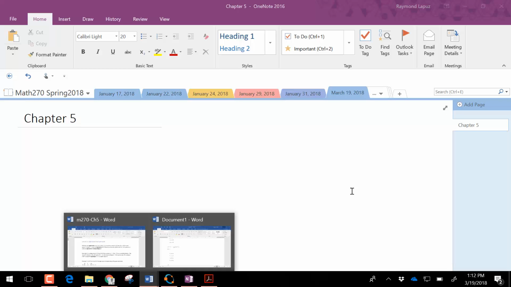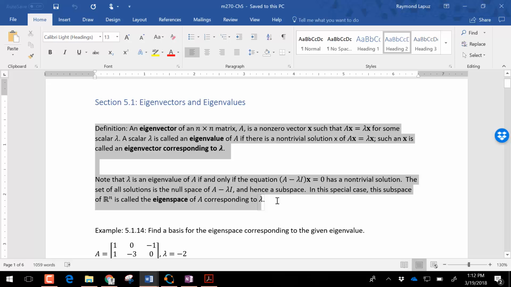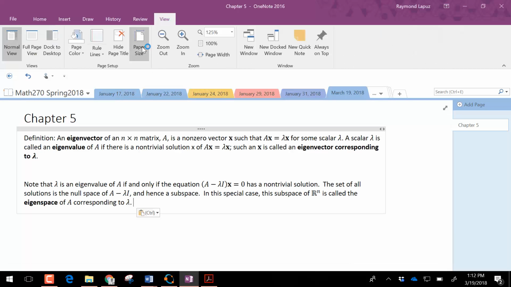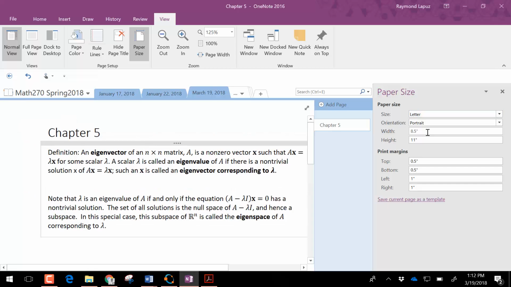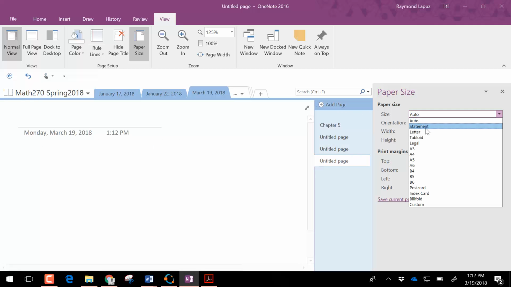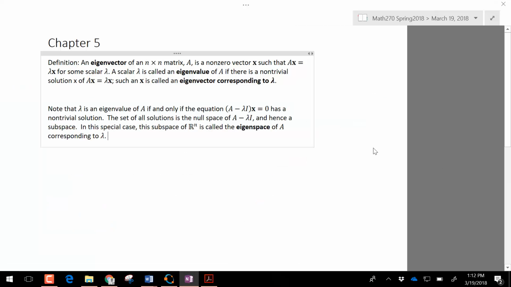So chapter 5 is all about eigenvalues and eigenvectors. Anybody speak German? I think that's a German name, isn't it? Eigen means self.